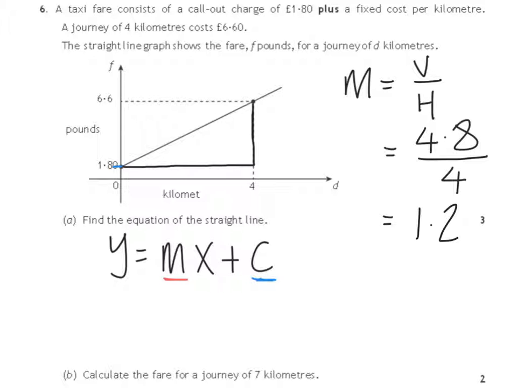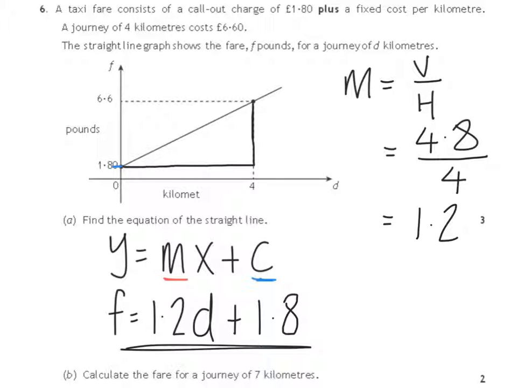We can substitute that into our equation, y equals mx plus c. So in this case, y is in fact called the f-axis for fare, so we're going to change y to f, and the x is in fact the d-axis, so we'll change our x to d. So that means we have f equals the gradient, which was 1.2, times x, which is now d, plus the y-intercept, which is 1.8. So we are talking about sums of money, but we'll leave it as 1.2 and 1.8 for the purposes of the equation. So that's the answer to part A.